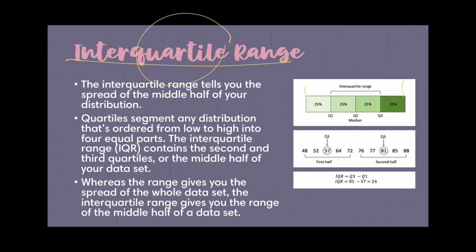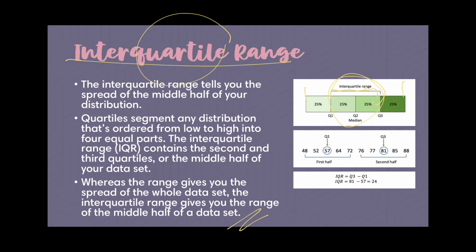And then the interquartile range contains the second and the third quartiles, or the middle half of your data set. So the interquartile range is the distance between the two. Whereas the range gives you the spread of the whole data set, the interquartile range gives you the range of the middle half of the data set. So unlike standard deviation and variance, the interquartile range is really more related to the median than the mean.